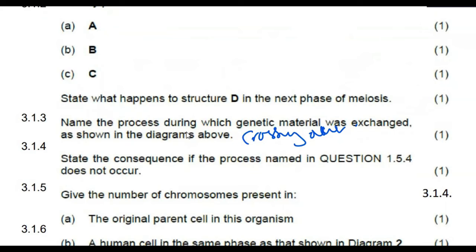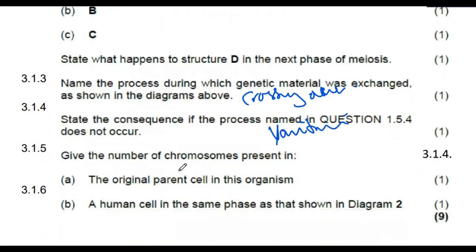State the consequence if the mentioned process does not occur. If this process does not occur, it means it will reduce what we call genetic variation. It means that more organisms will be more similar to each other. So it will reduce variation among the organisms, because crossing over leads to genetic variation.